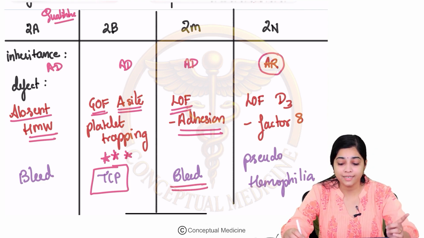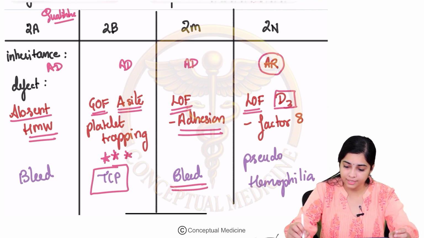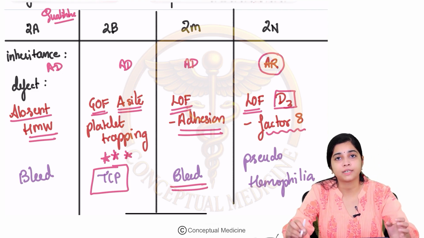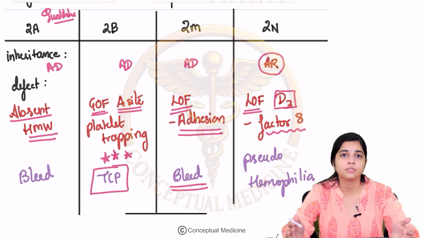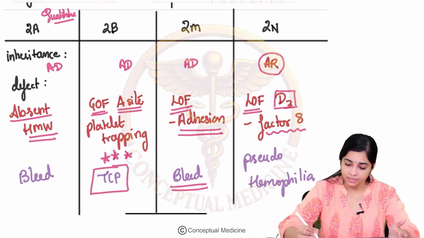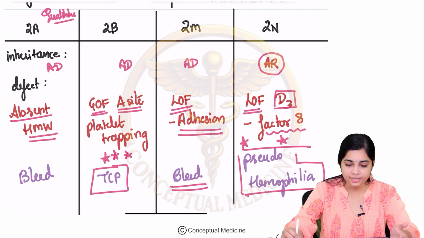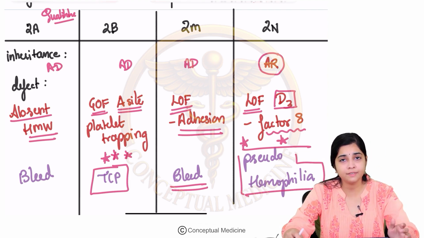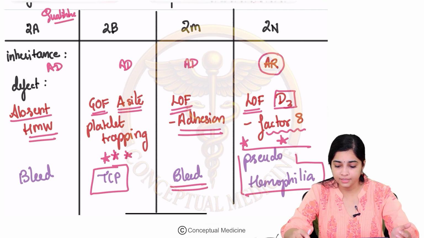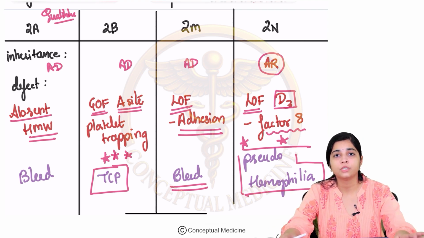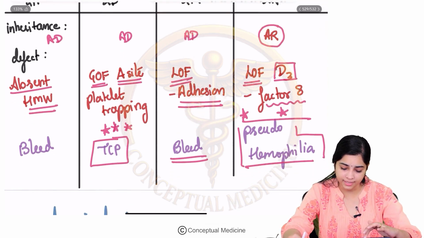In type 2N, there is a loss of function mutation of the D3 component of the von Willebrand factor, which is responsible for the activity of factor 8. Now because of that, you will present with symptoms which are very similar to a defect in the coagulation pathway, and hence this is also called pseudohemophilia. Alright, so very clear. Try and remember the most salient features. Type 2B is associated with thrombocytopenia, type 2N is associated with pseudohemophilia. Alright, so fine, this is clear. So this is about the different types of von Willebrand disease.